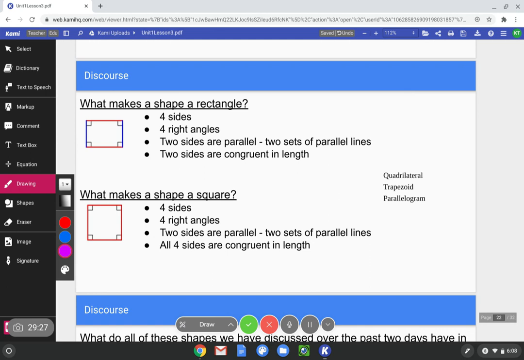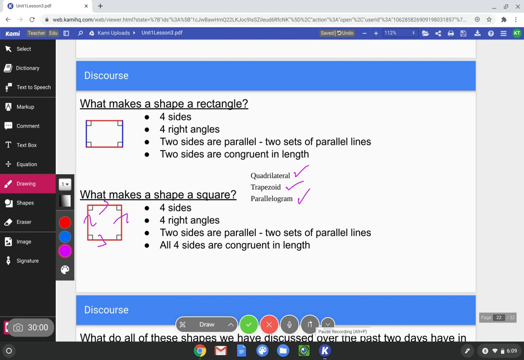Let's move on to the bottom shape. Remember, we start broad and work our way in. So it has 4 sides, quadrilateral. I see a pair of parallel lines. Trapezoid. Another pair of parallel lines. Parallelogram. Now I notice that opposite sides are parallel and congruent.